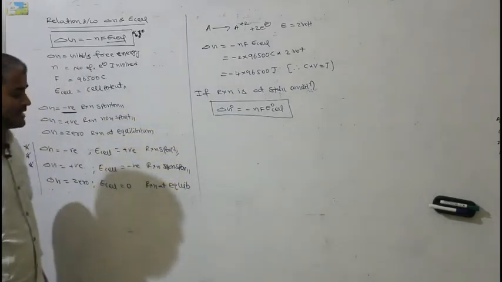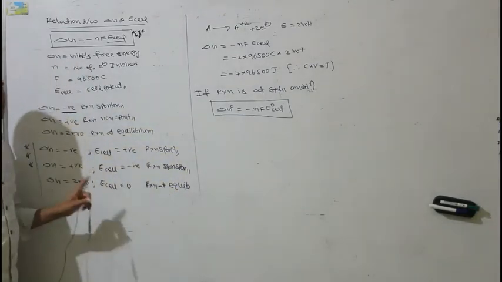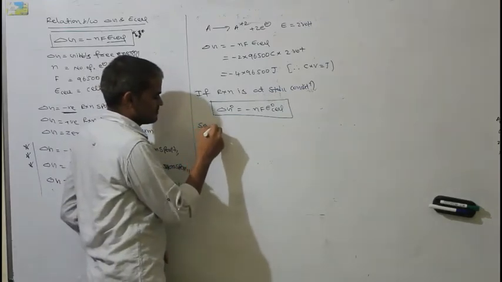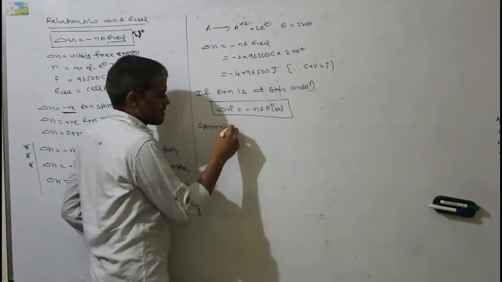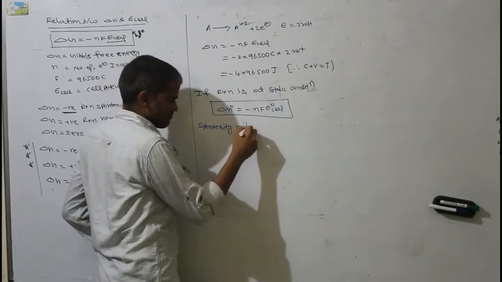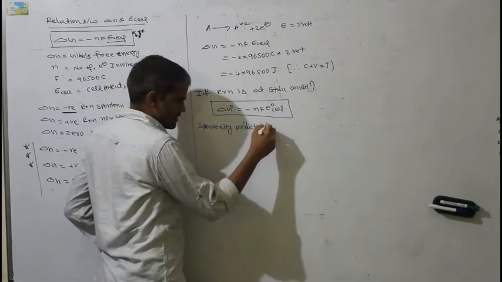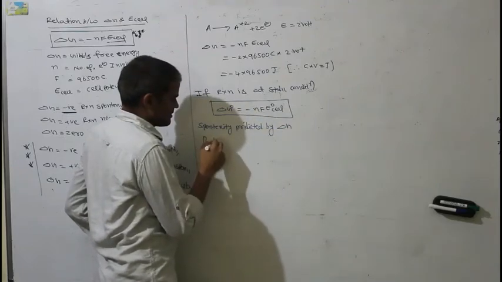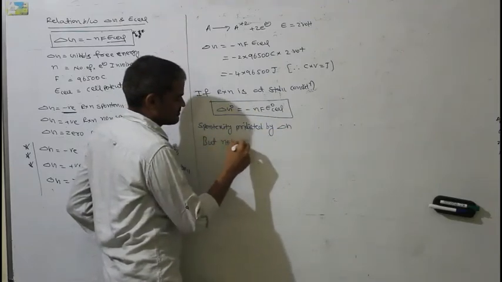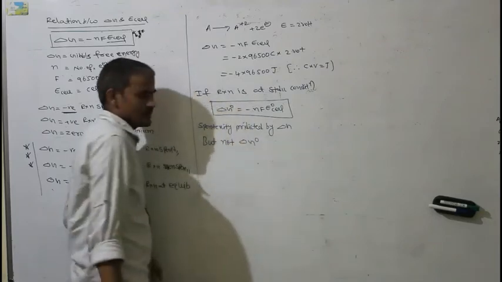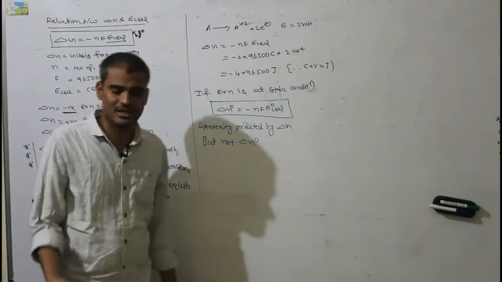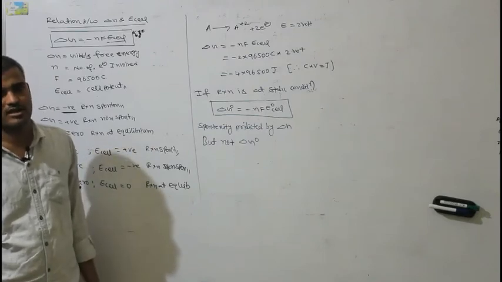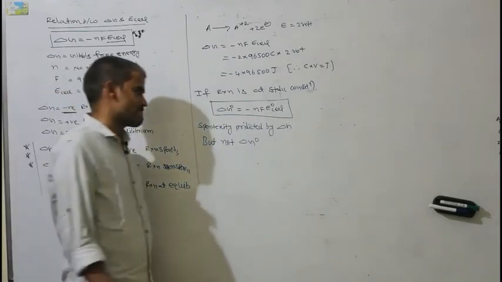Remember, spontaneity can be predicted by del G but not del G naught. At standard condition, whatever del G naught is present, it does not matter. Only with respect to del G we will predict whether the reaction is spontaneous or non-spontaneous.